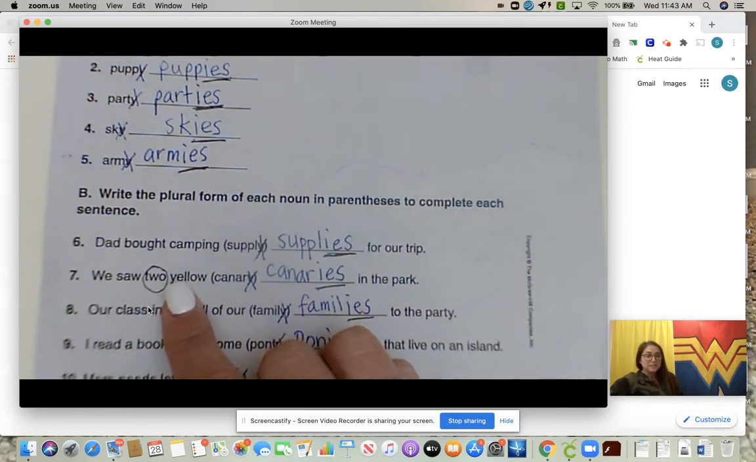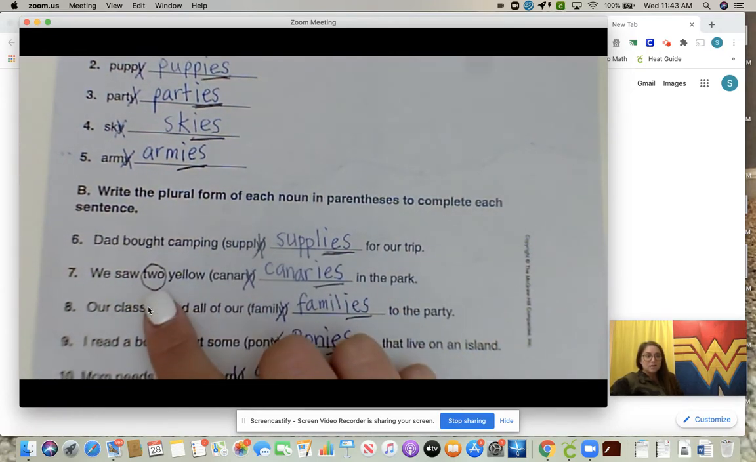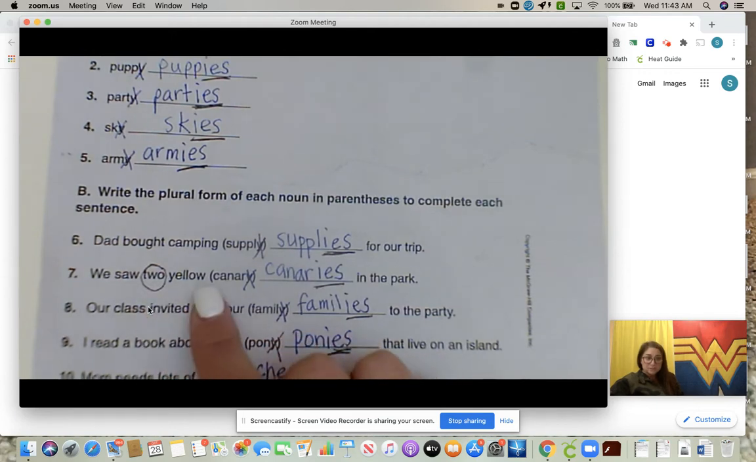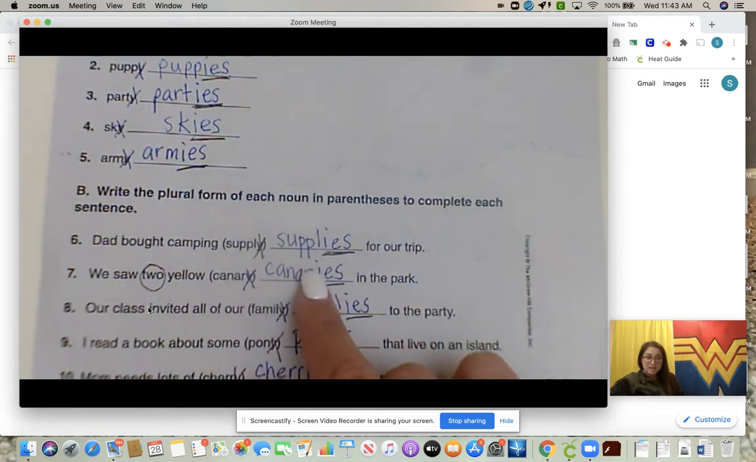We saw 2 yellow canary in the park. Well, there's not one, there are 2. So we need to make it plural. So you drop the Y and add IES.